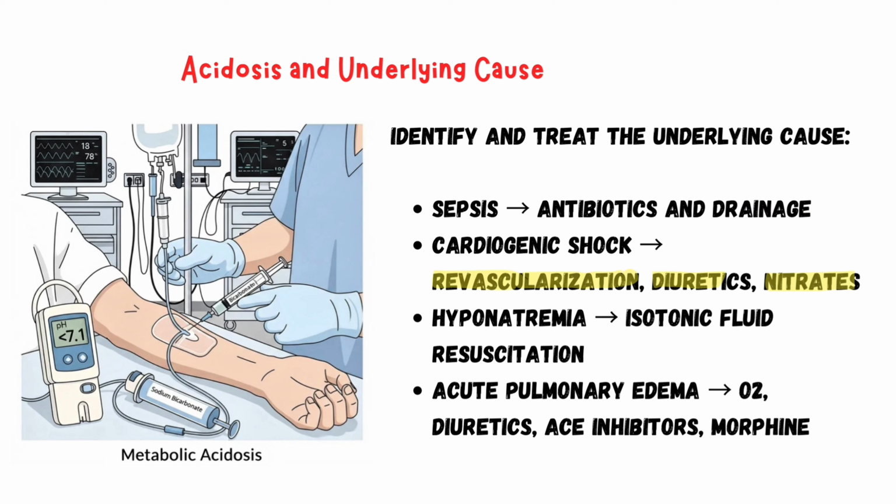In case of cardiogenic shock, we should do revascularization, and we can give diuretics and nitrates. In case of hyponatremia, we can give isotonic fluid resuscitation. In case of pulmonary edema, we can give oxygen, diuretics, ACE inhibitors, and morphine.